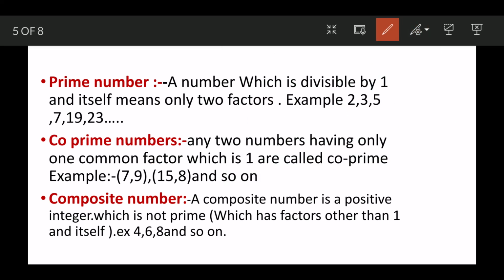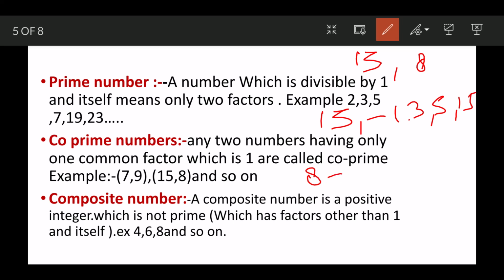Let's take another example like 15 and 8. If we write 15, 1, 3, 5 and 15 are the factors of 15. And when we write factors of 8, that would be 1, 2, 4 and 8. So here 1 is the only common factor between 8 and 15. So 15 and 8 are co-prime numbers.